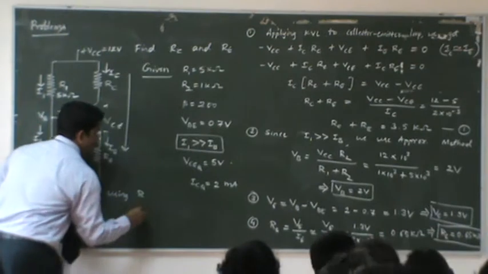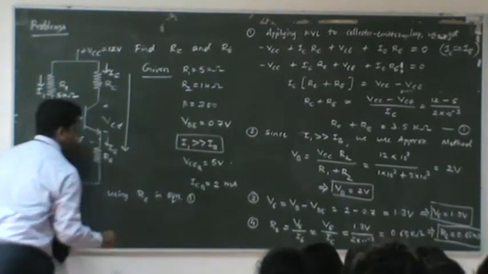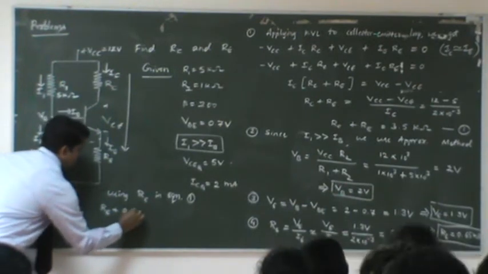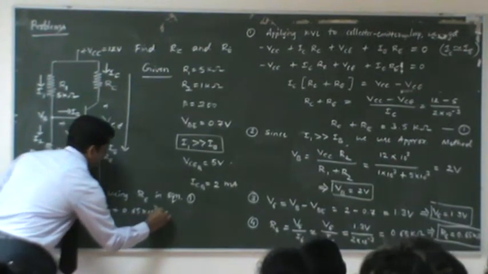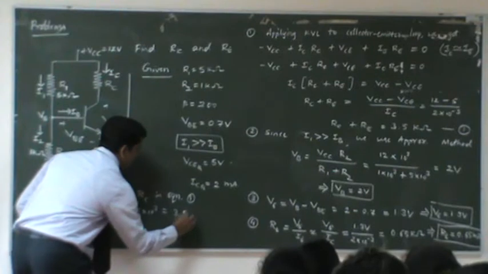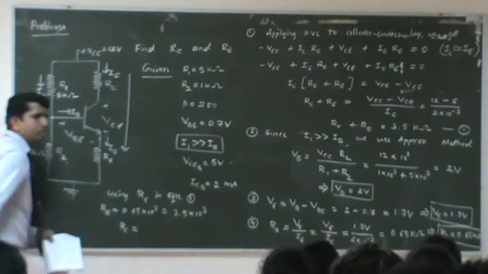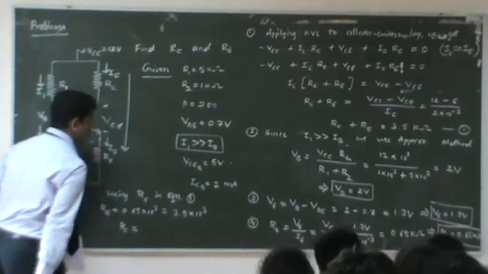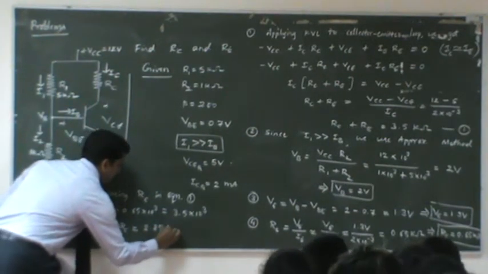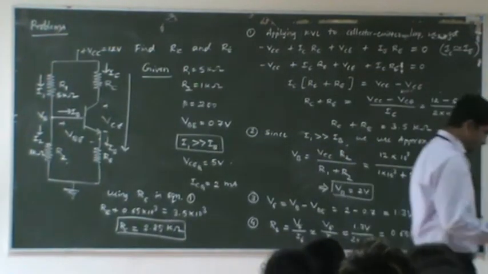Using RE in equation 1, RC plus 0.65 into 10 power 3 is equal to the right hand side, which is 3.5 kilo ohm into 10 power 3. Simplify this and obtain the value of RC. Subtract 0.65 from this, 3.5 minus 0.65, which gives 2.85. That's right. 2.85 kilo is the value of RC. Any questions here?